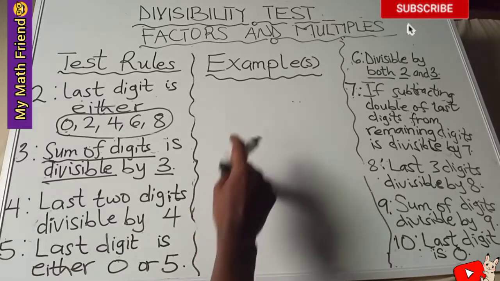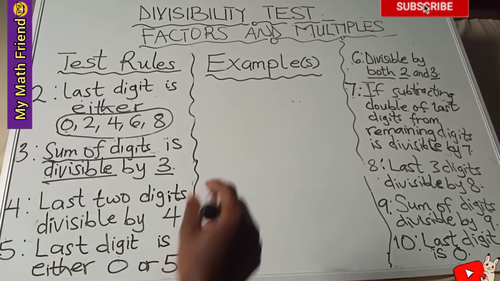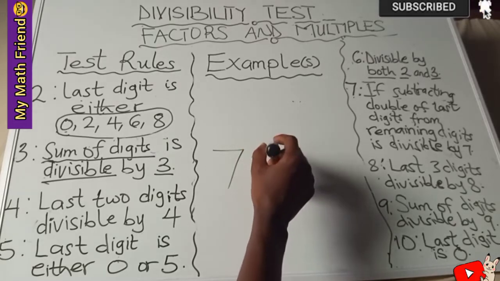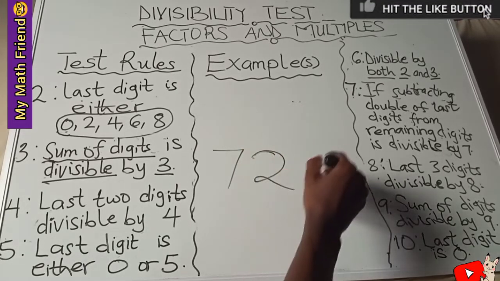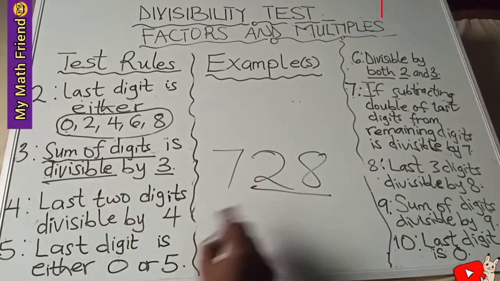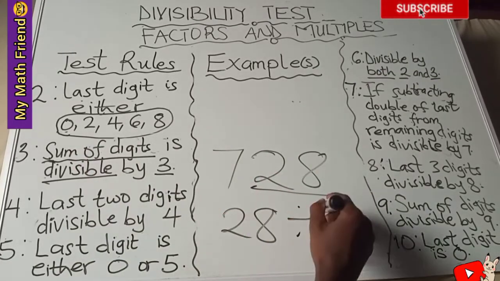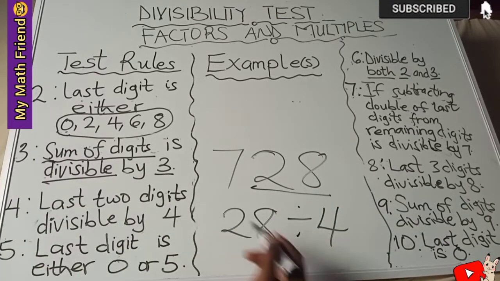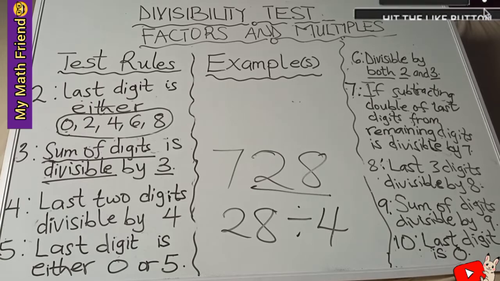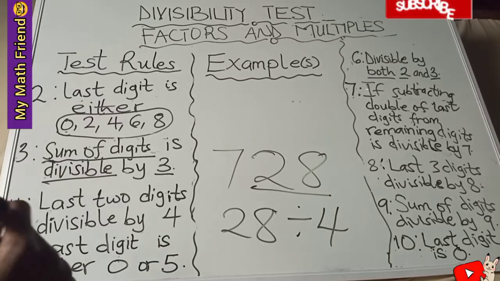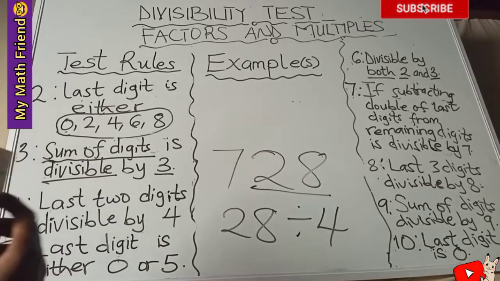Okay, so 728. What are the last 2 digits? 28. Is 28 divisible by 4? Remember, 4 goes into 28 7 times without a remainder. So we can conclude and say that 728 is divisible by 4. You got that one? Very well.